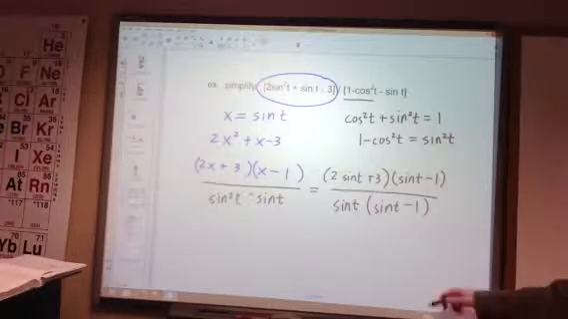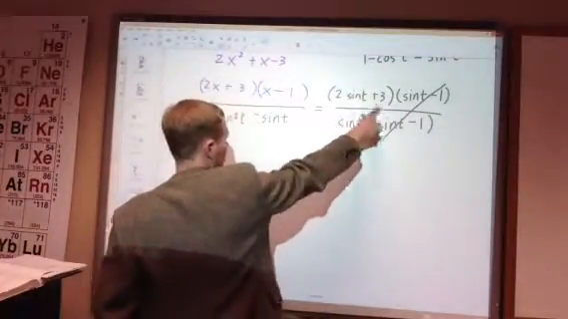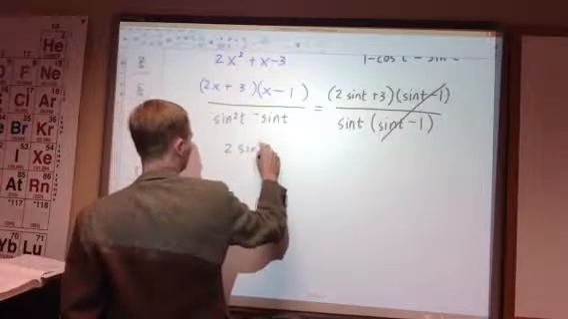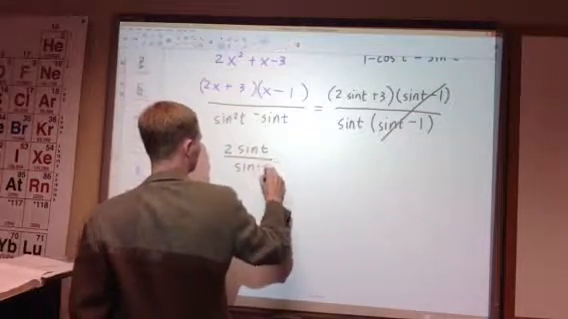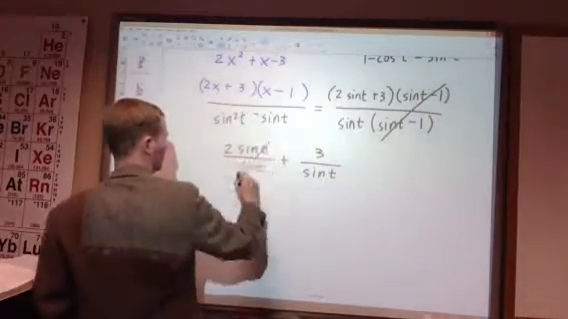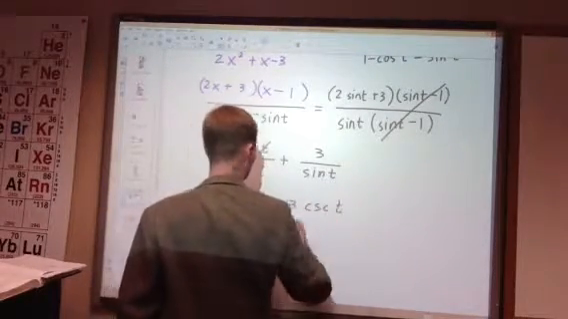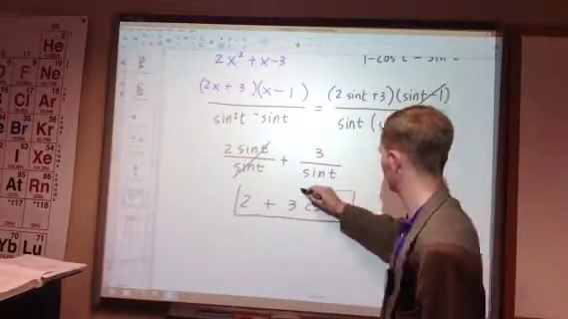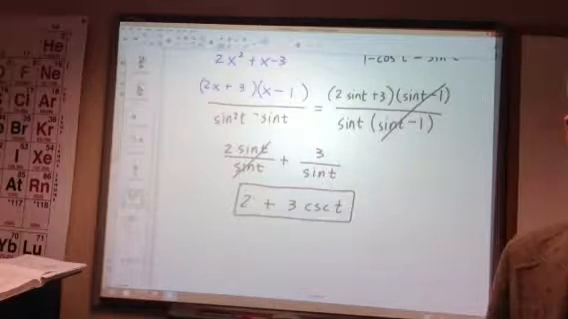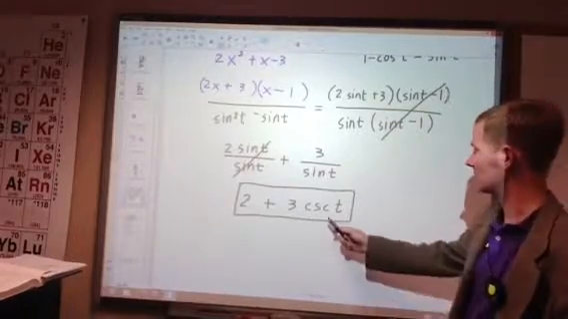Well, would you look at that? What happens? Those cancel, and now I'm left with this here. So let me separate these out. I'll have 2 sine t over sine t plus 3 over sine t. Those cancel, and I'm left with 2 plus 3 cosecant t. You follow me there? 1 over sine. 1 over sine is cosecant.